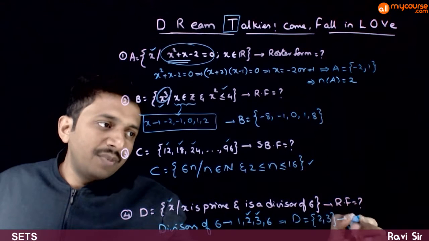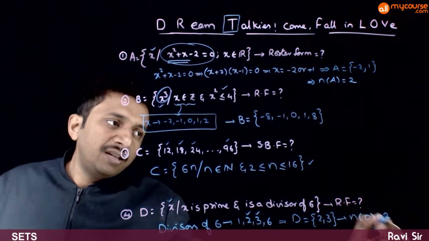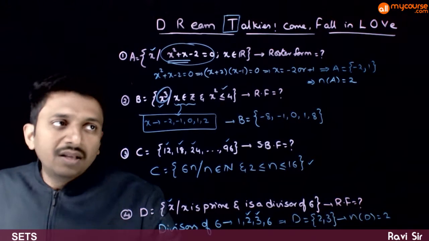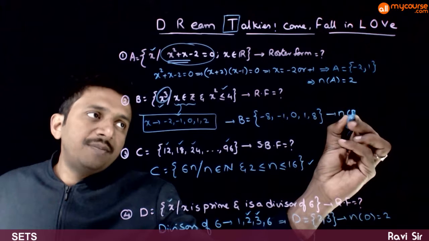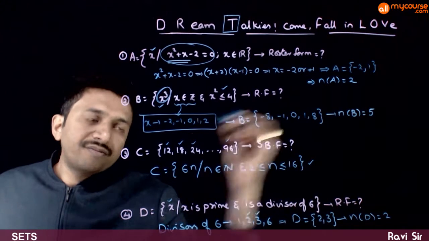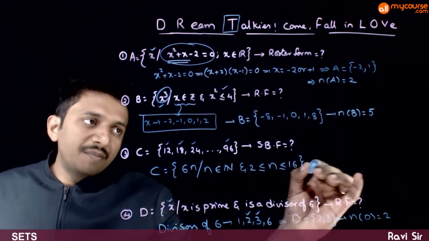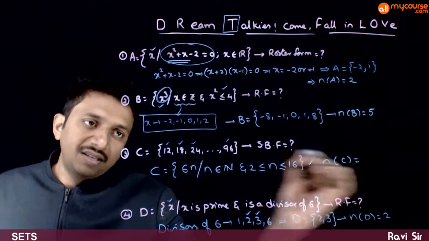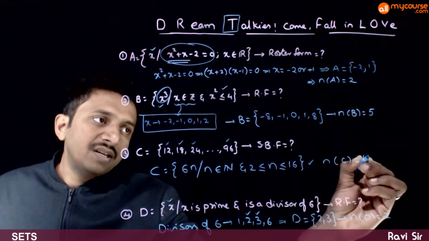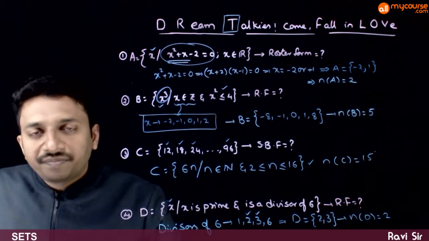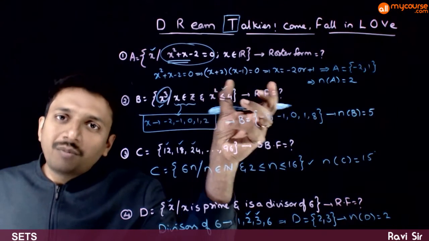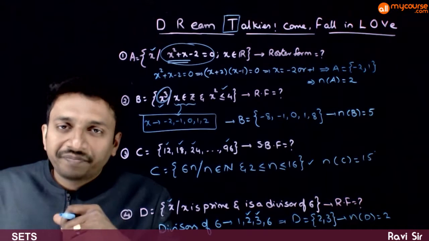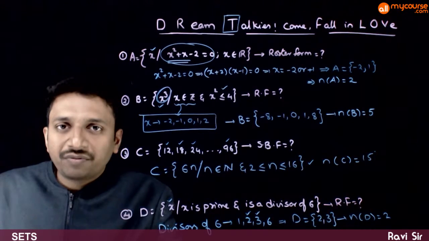So what is the number of elements in D? Again, equal to 2. So here, if you take the set B, the number of elements in set B is nothing but 5. Similarly, the total number of elements in set C is equal to 15. So I hope you understood the conversion from set builder form to roster and roster to set builder form. Now let us go to the second type of questions.